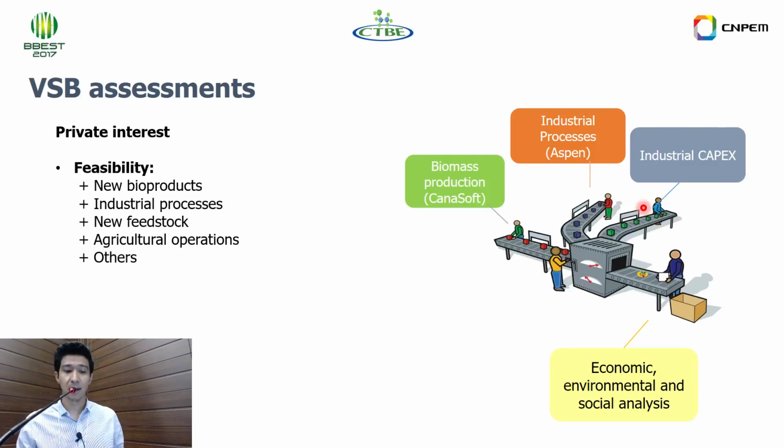This image illustrates how we work in the division. Basically, we depend on a team that is divided in 3 main focuses. First, biomass production simulation, and then industrial process simulation, with a team of 4 or 5 people, and the estimation on the investment. All of the analyses are interconnected, and then we provide inputs to the last step, which is the analysis itself for economic, environmental, and social.